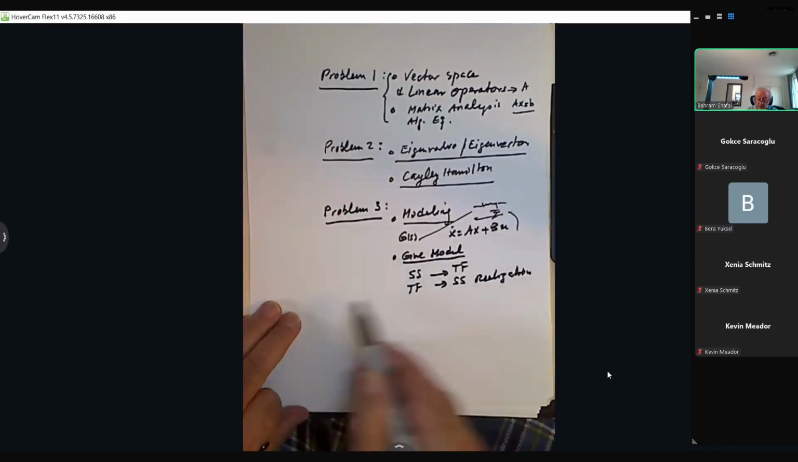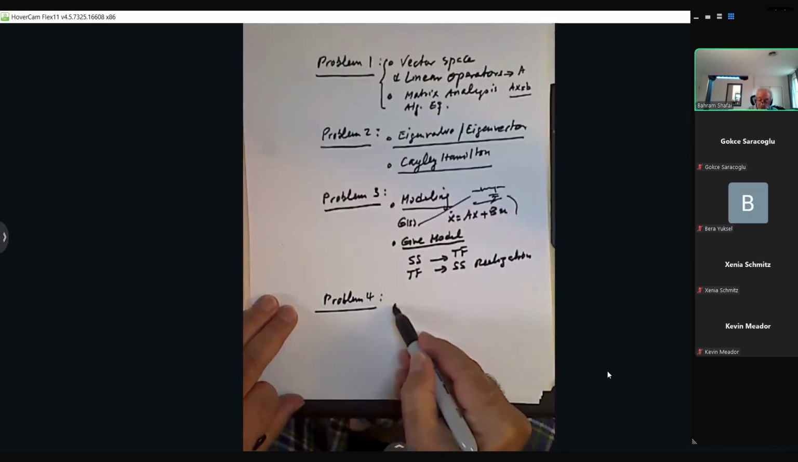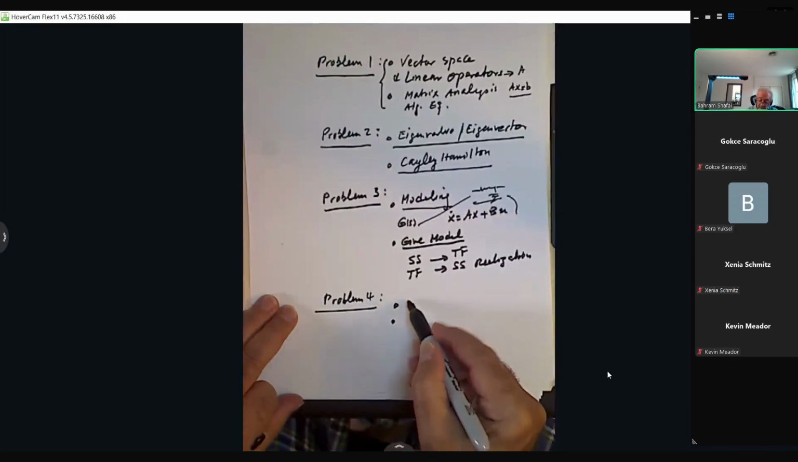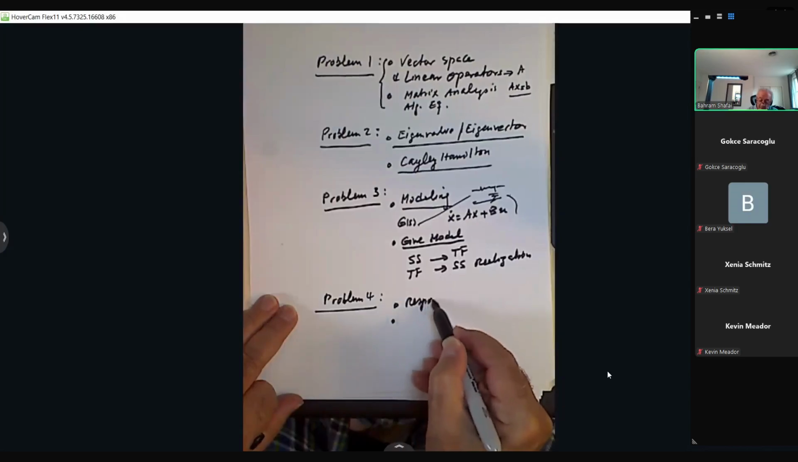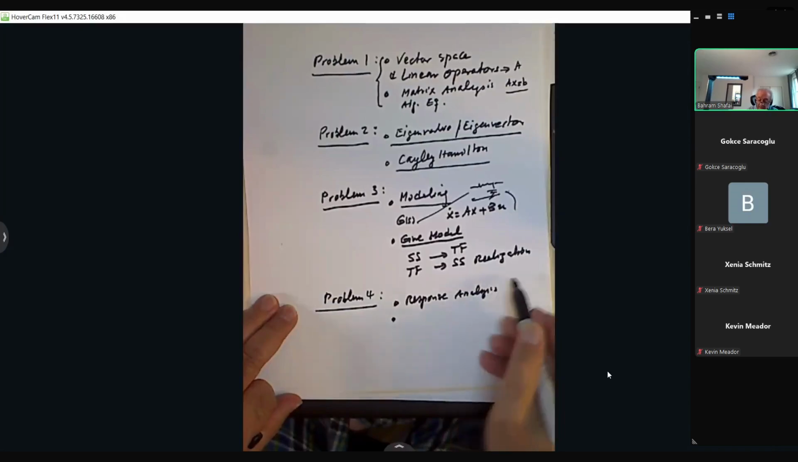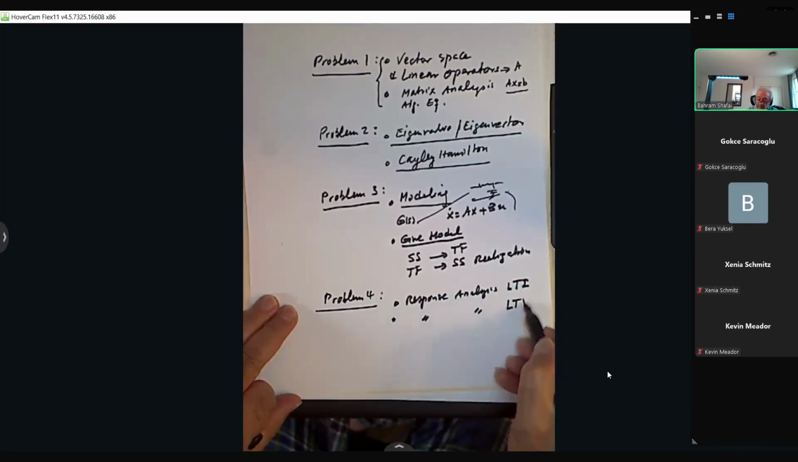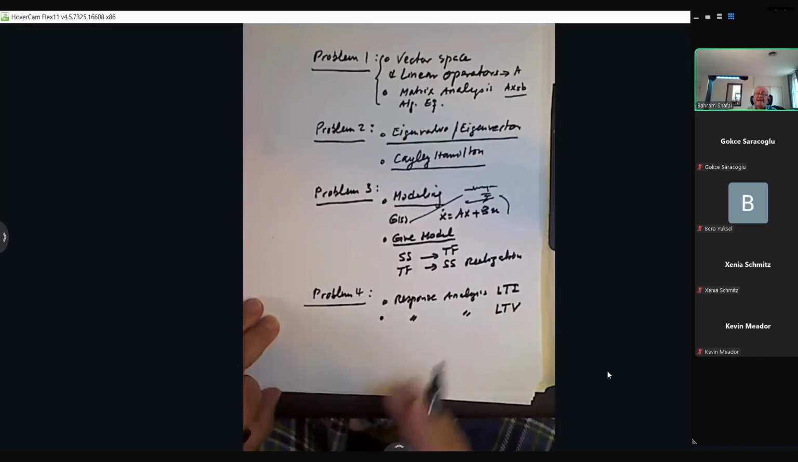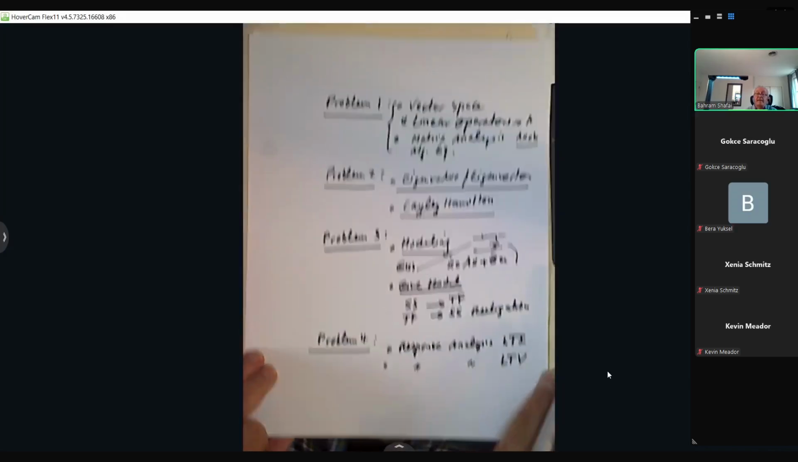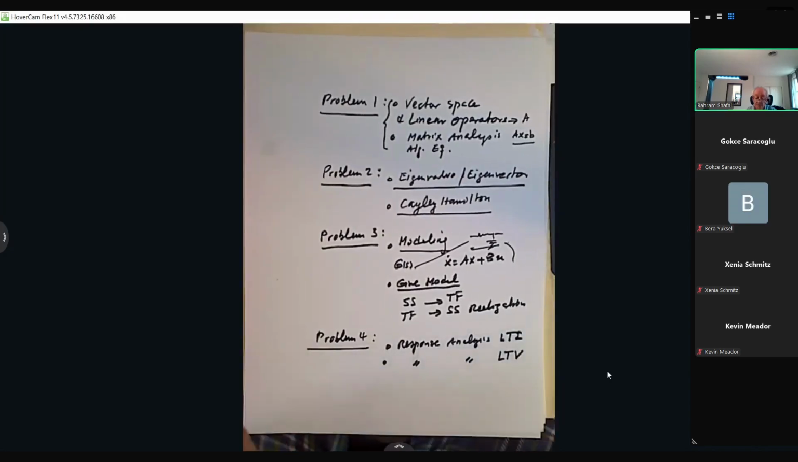So that becomes problem number 3, and problem number 4 also consists of 2 parts. One is the response analysis for linear time invariant and the response analysis for linear time variant. So exactly the sequence of material that I just covered for you in my summary notes.